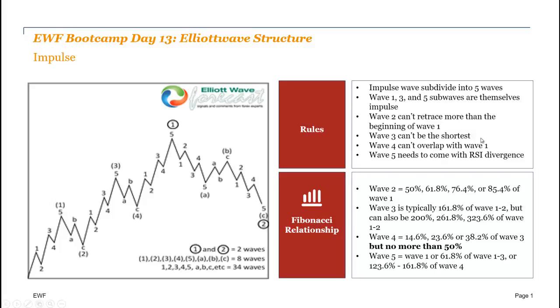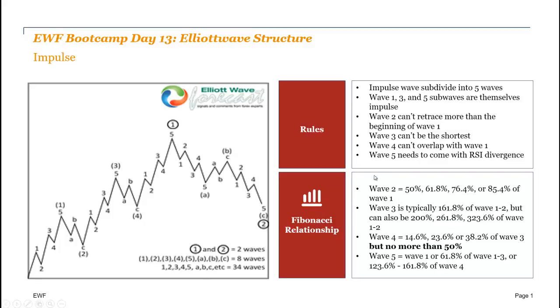And then wave 3 cannot be the shortest, usually it's the longest one. So we can see wave 3 here cannot be the shortest wave compared to wave 1 and wave 5. Wave 4 cannot overlap with wave 1, so we can see that this wave 4 pullback cannot go to the area of wave 1, cannot touch or go past beyond the top of wave 1 here. Then lastly, wave 5 needs to come with the RSI divergence. In other words, if we look at the RSI, we should be able to see divergence at the end of wave 5.